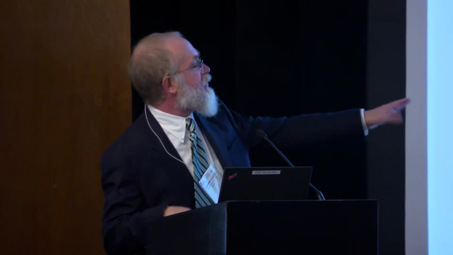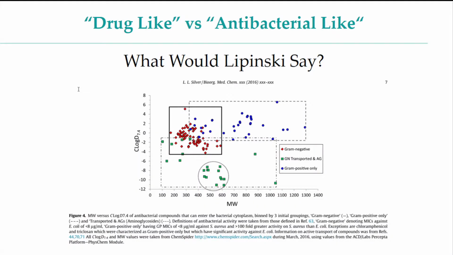If you look at the property space, this is just molecular weight and C log D, you can see that gram-positive versus gram-negative compounds occupy different bits of space. But this is not the answer, because you can make compounds that fall in the right space that don't work, and you can make compounds that fall outside of that space that do. So this doesn't give you the answer. This is interesting, but it is not the answer.